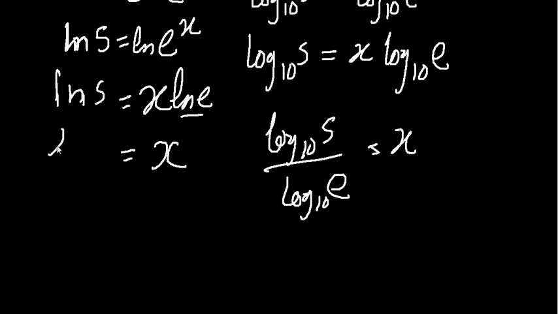So x is equal to ln 5. Now this is easier to solve than doing it by taking log base 10. Make sure you take log base e on both sides, and then you can get what x is. Good.